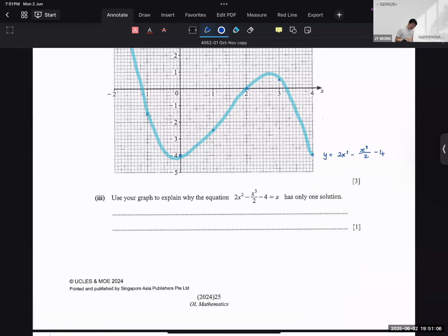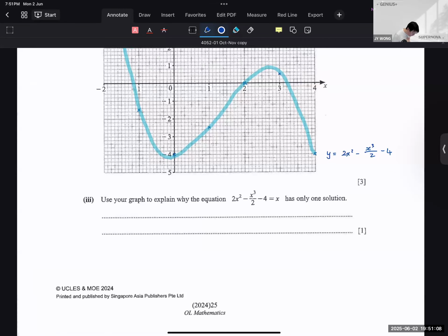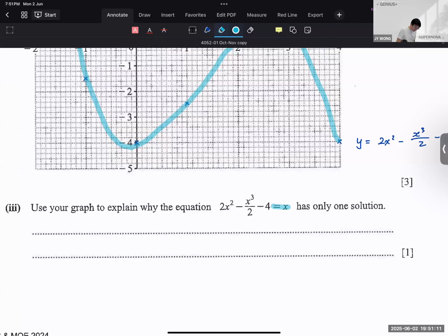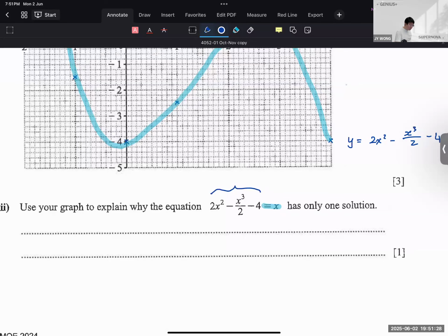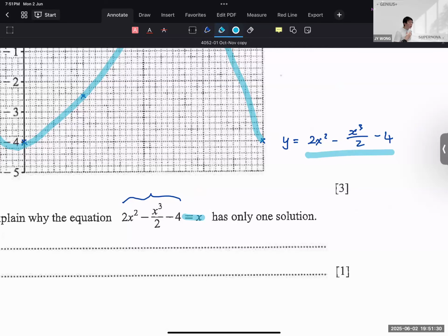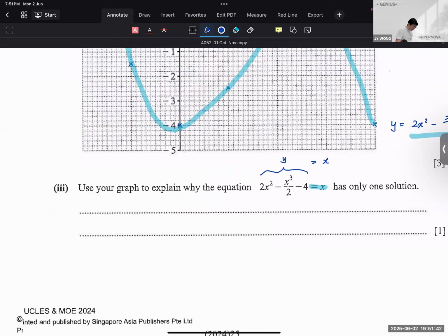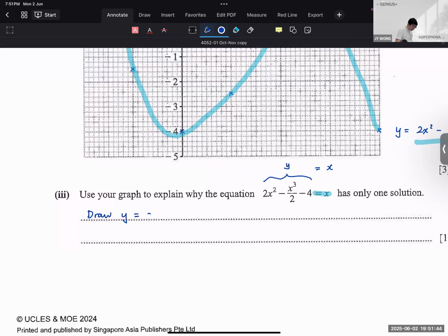Use your graph to explain why 2x squared minus x cubed over 2 minus 4 equals to x only has one solution. This kind of question always requires you to express the original equation. You realize what is this? This is exactly equal to my y, right? So what is this equation simplified into? This is y equals to x. So what is the line that needs to be drawn? Draw the line y equals to x.